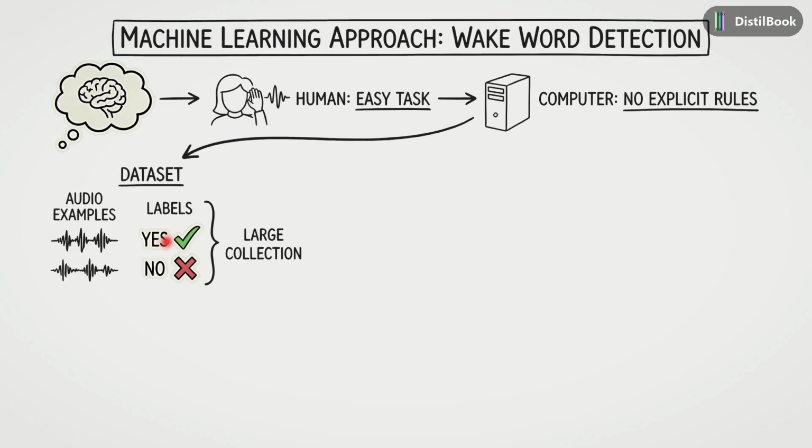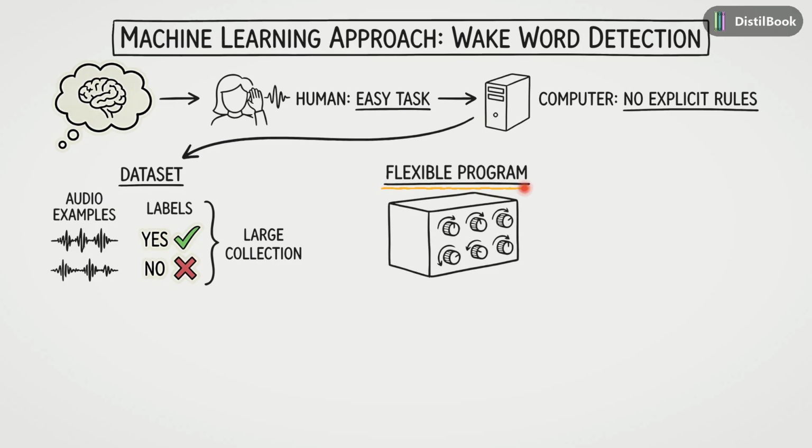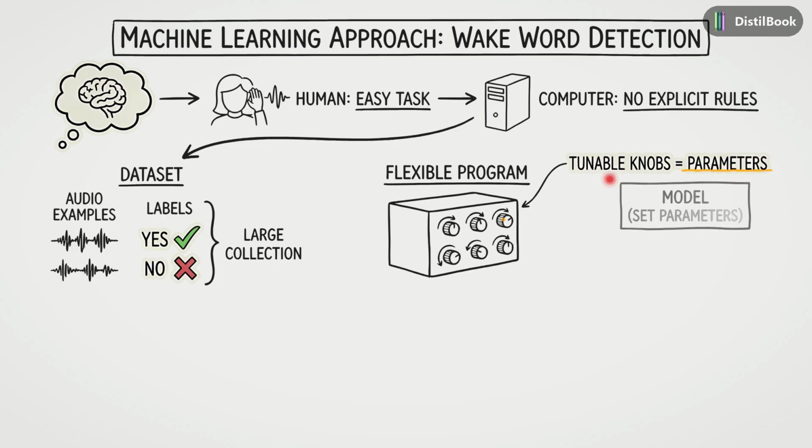isn't. Now, instead of writing a fixed program, we create a flexible program. Think of this as a generic box equipped with many tunable knobs. In machine learning terms, we call these knobs parameters. By turning these knobs, we change how the program behaves. When we set the knobs to a specific position, that specific configuration is called a model.